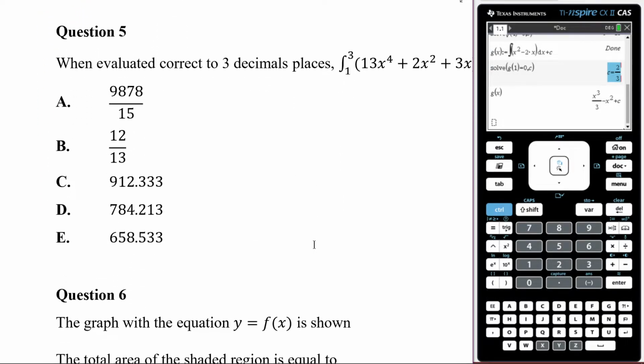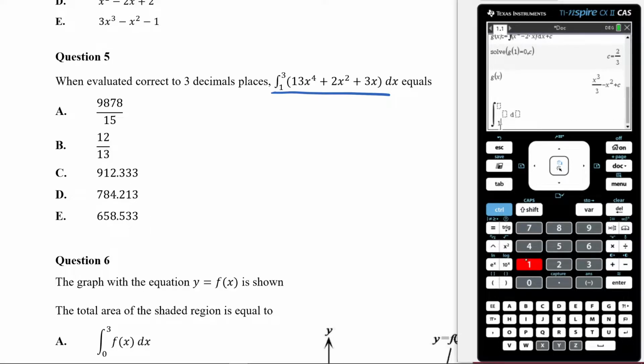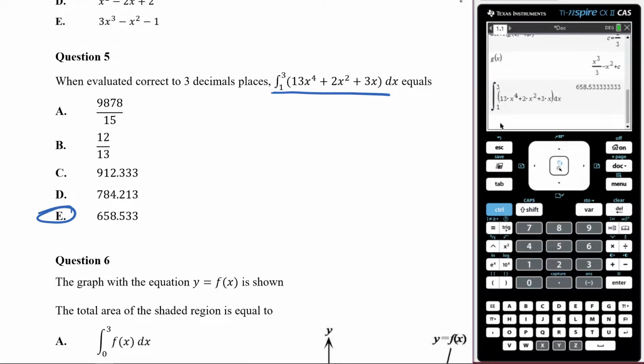All right. Question 5. When evaluated to 3 decimal places, find that. All right. What am I going to do? I'm going to go shift plus. I'm going to go 1, 3. I'm going to go 13 x raised to the 4, plus 2x squared, plus 3x. Then I'm going to go Control Enter. It's going to be that. That's going to be E, just like that.